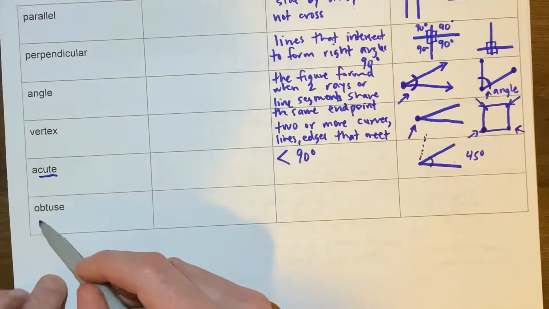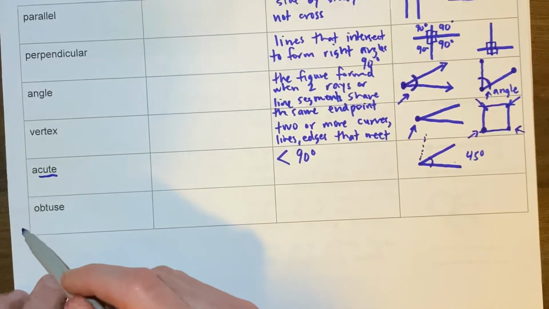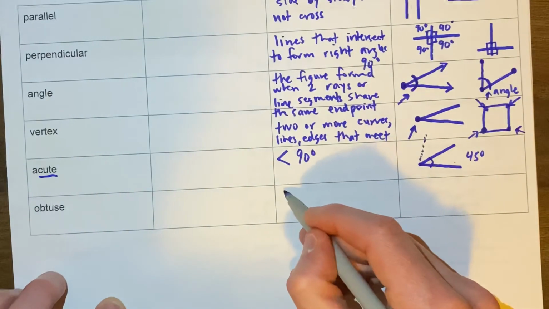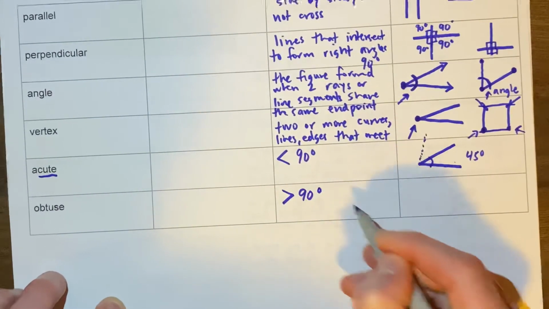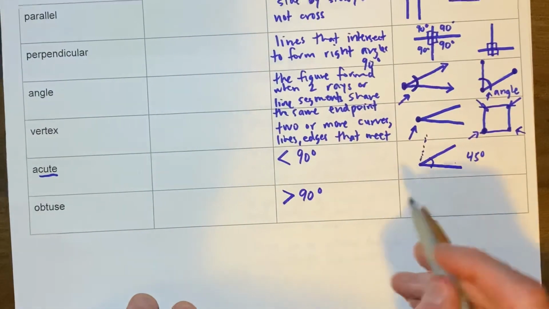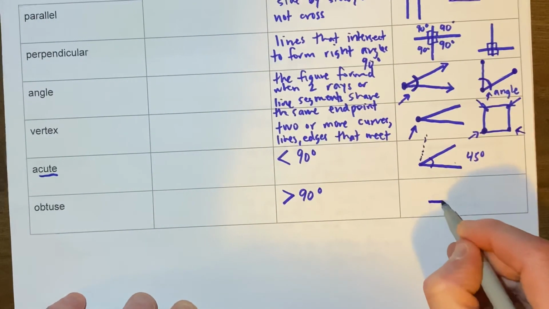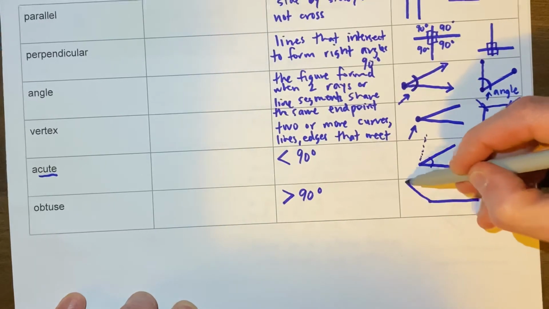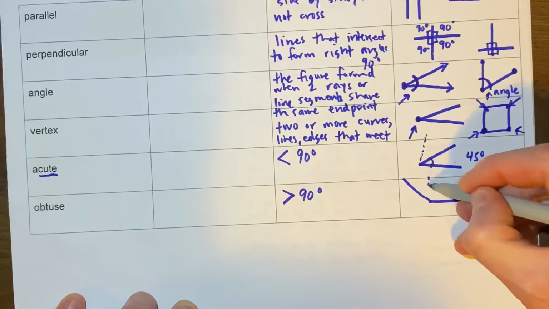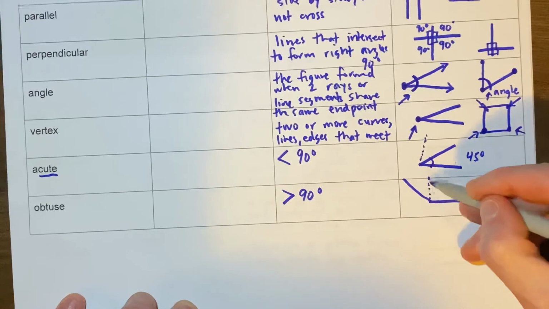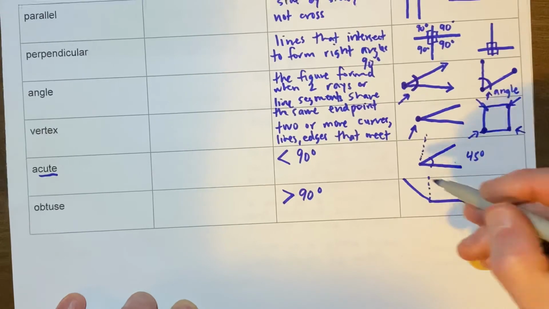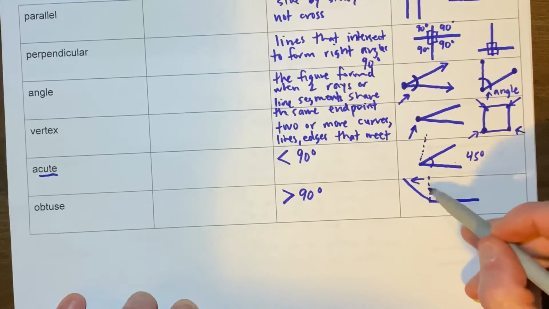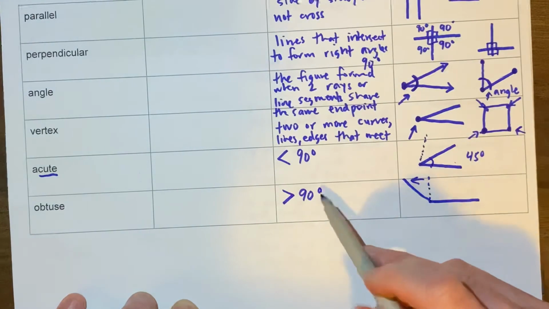Obtuse kind of comes from, if I think of obese or bigger than 90 degrees. So this is anything up to 180 degrees. So greater than 90 is obtuse. So in this case, if I have an angle, let me draw my line. I will draw something out to here. This dotted line indicates a right angle because right means 90 degrees. So because this extends past 90 degrees, this is called an obtuse angle. So it is greater than 90.